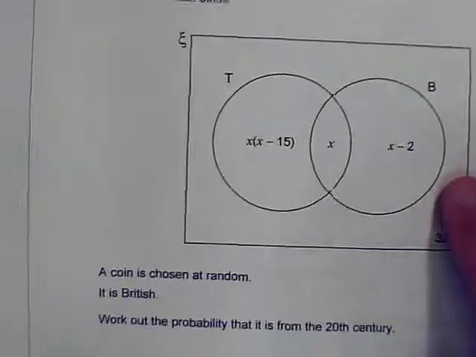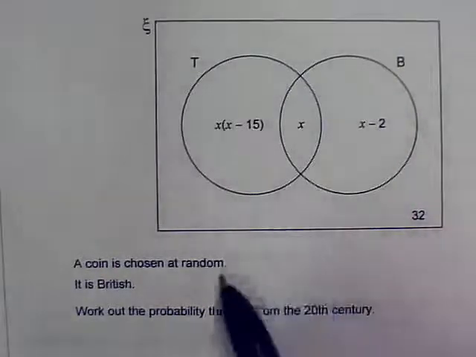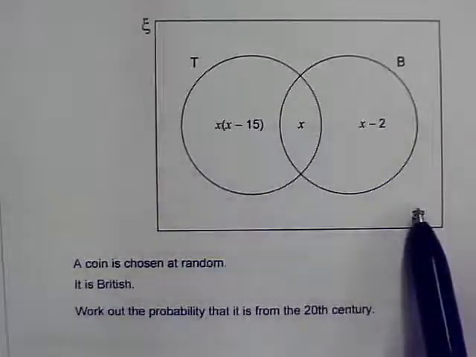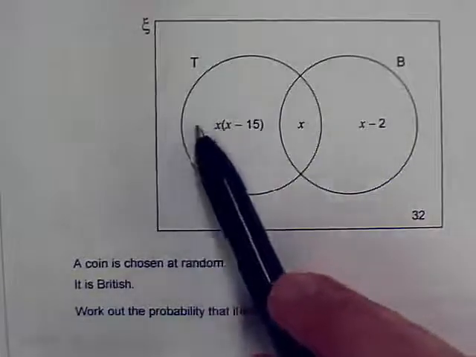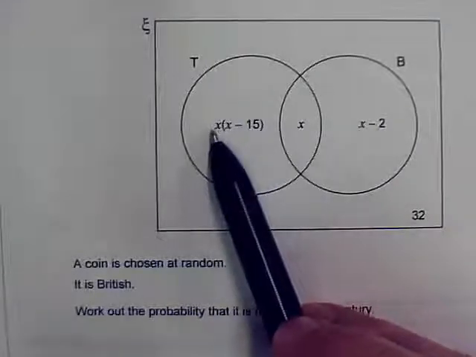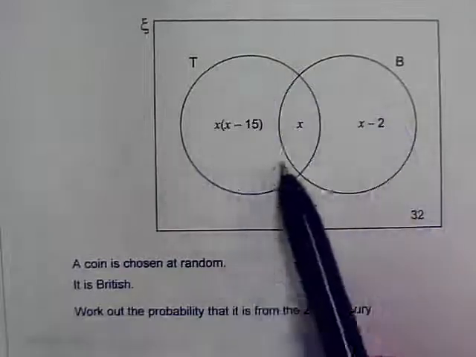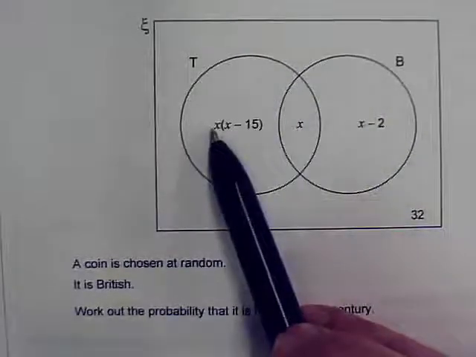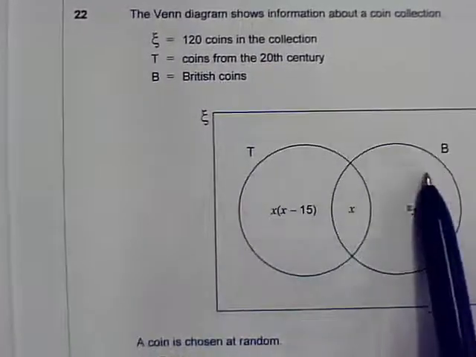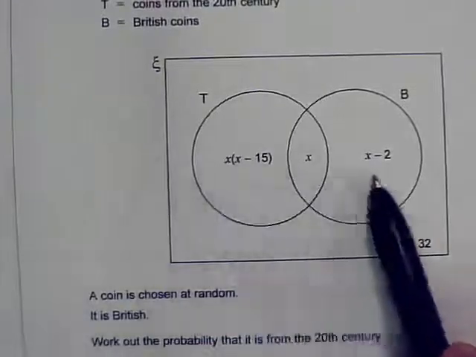Okay, so in terms of our first steps, we need to first of all work out what all the probabilities will add up to. We can see that by adding up these three parts, it will tell us the number of coins that are from the 20th century and British, and also the number of coins that aren't either of those. So we need to add up all of this.